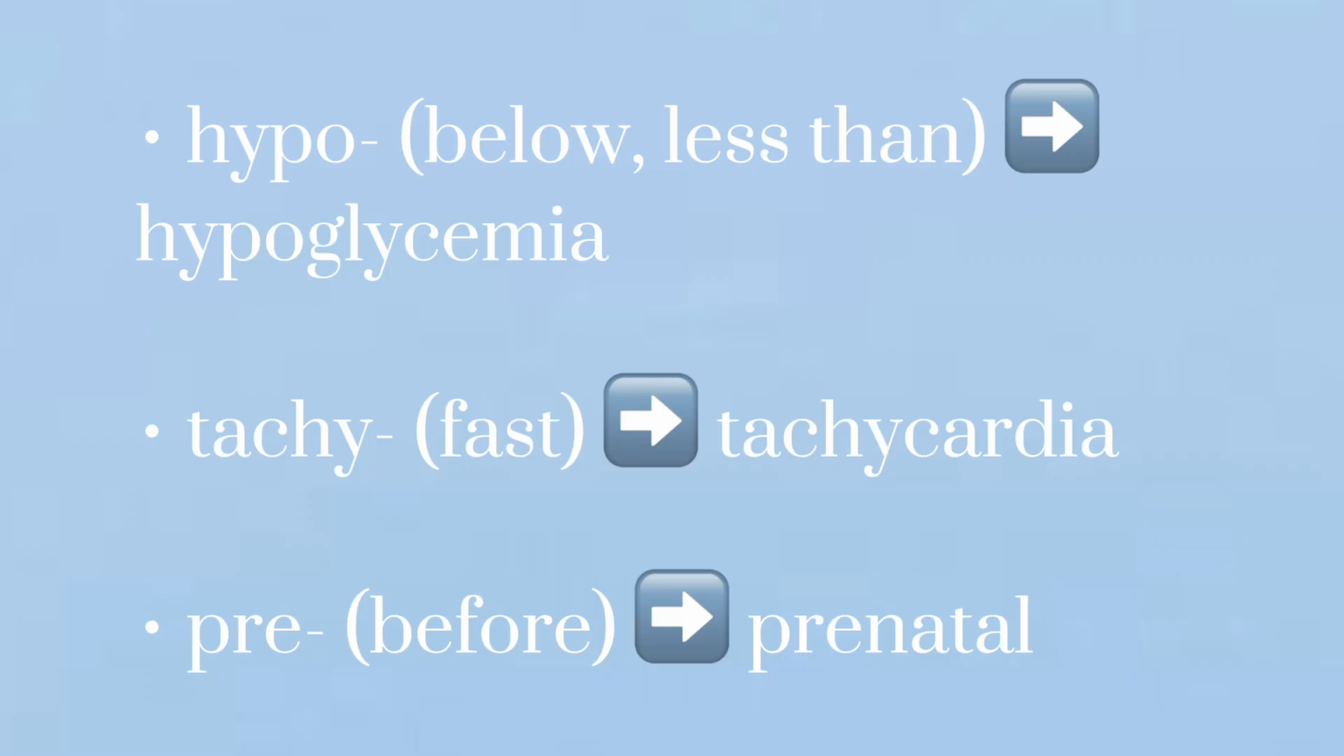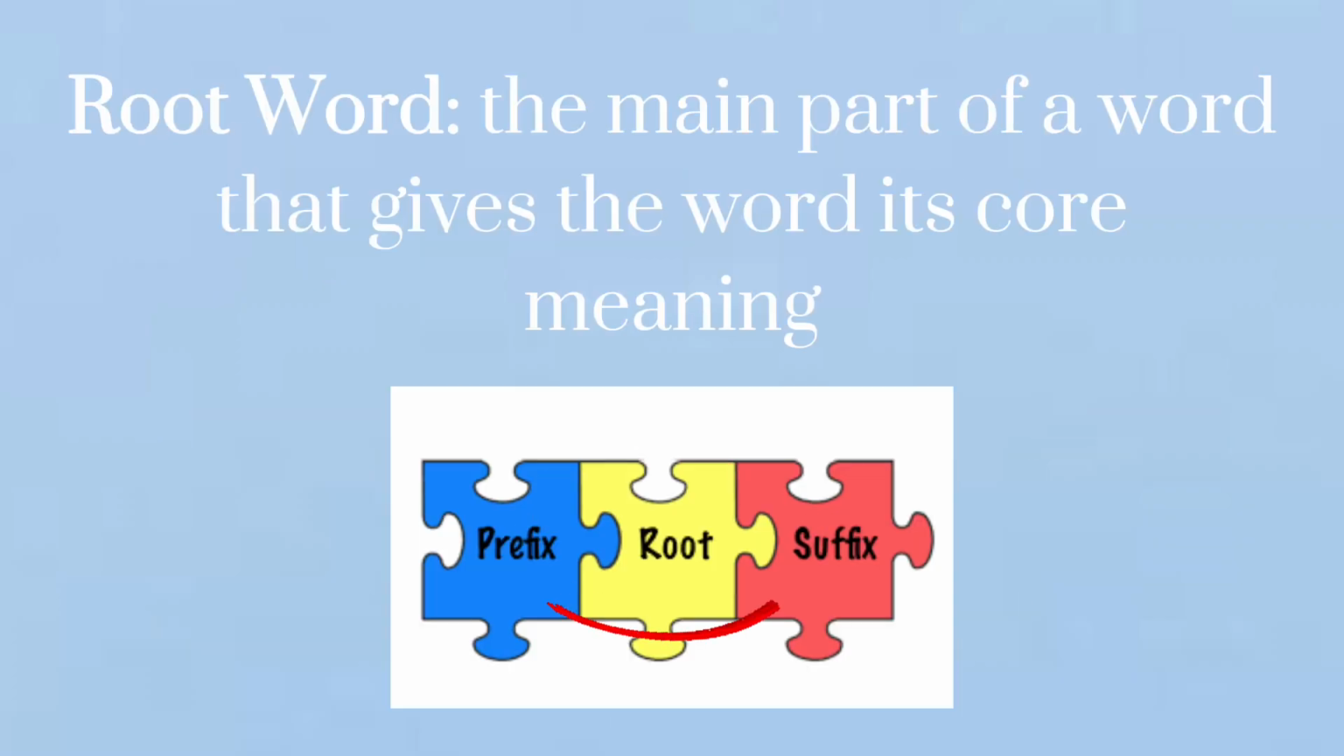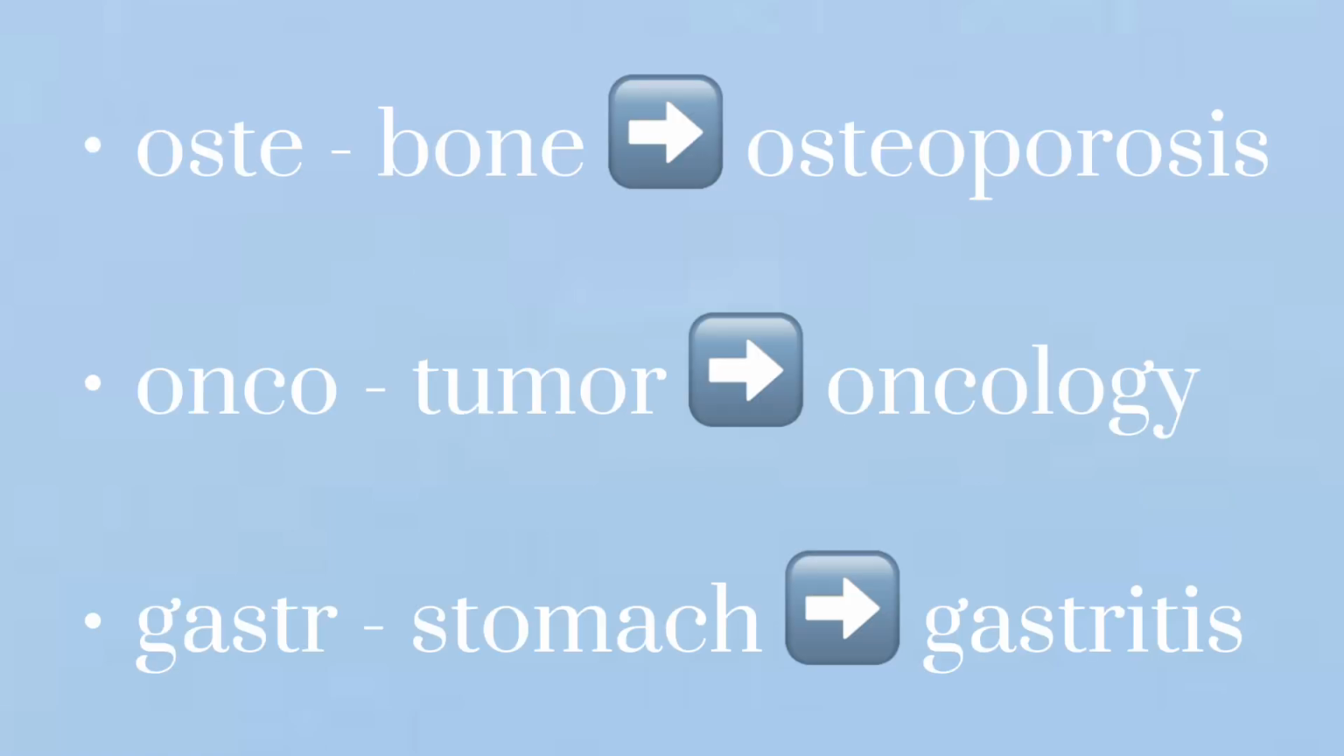And pre means before. An example is prenatal. A root word is the main part of a word that gives the word its core meaning. Root word examples. Oste means bone. An example is osteoporosis. Onco means tumor, and an example is oncology. Gastro means stomach, and an example is gastritis.